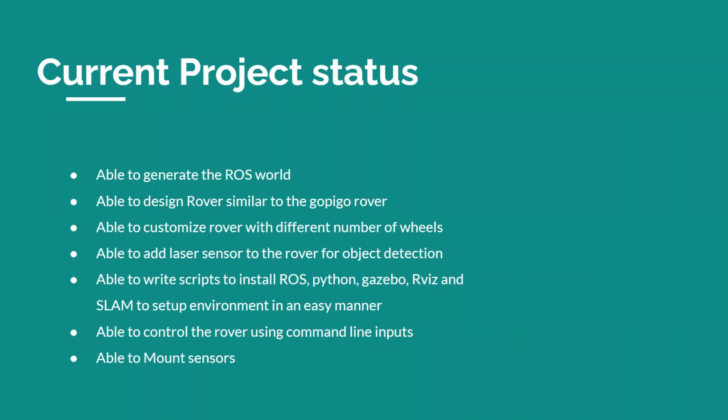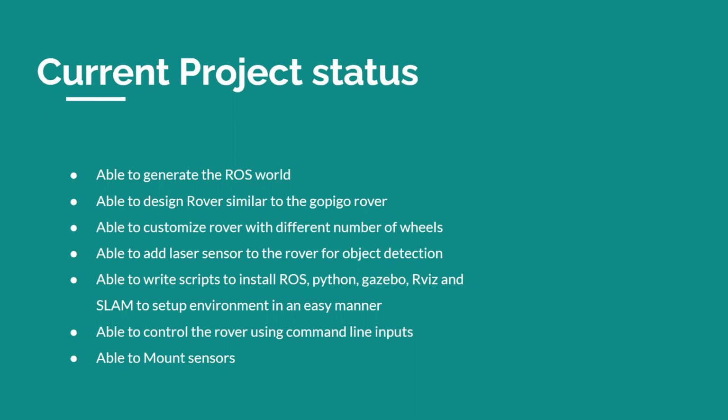The current project status is that we are able to generate the ROS world. We're able to design the rover similar to the GoPy-Go rover, which is the requirement that was provided. We were also able to customize the rover with different number of wheels, so we were able to add either 2, 4, or 6 wheels based on the requirement. We were also able to add a laser sensor to the rover. This sensor can be used to detect objects.